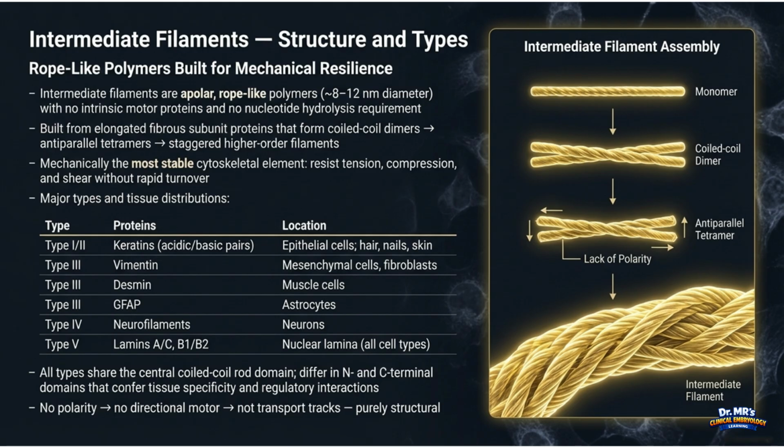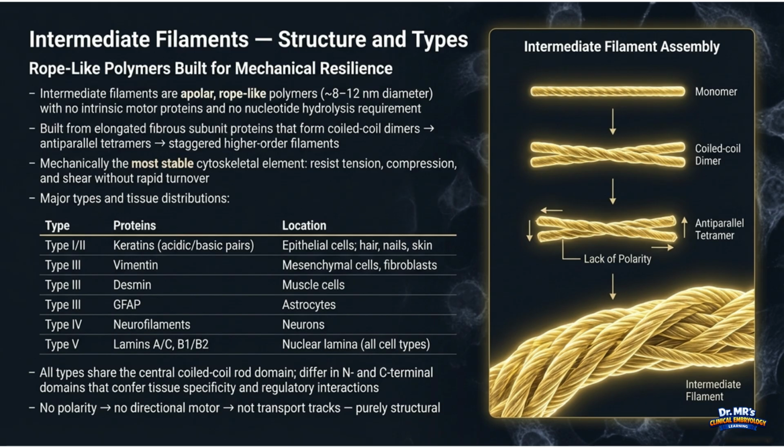But wait, if they have absolutely no polarity and no motor proteins like myosin or kinesin can walk on them, how do things move along them? How does the cell use them for transport? That is the beauty of it. Things do not move along them. Intermediate filaments are absolutely not transport tracks.